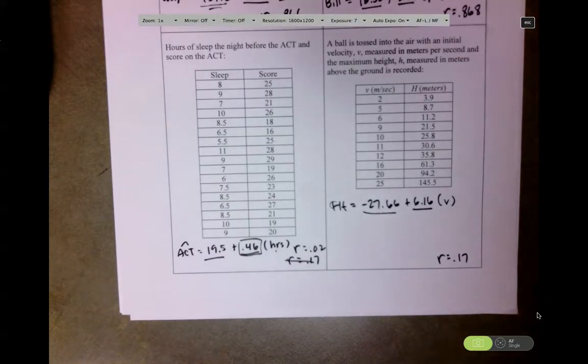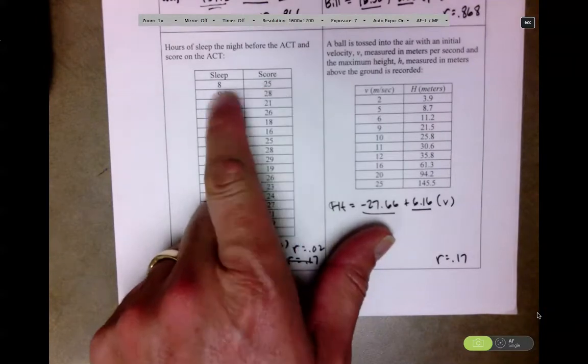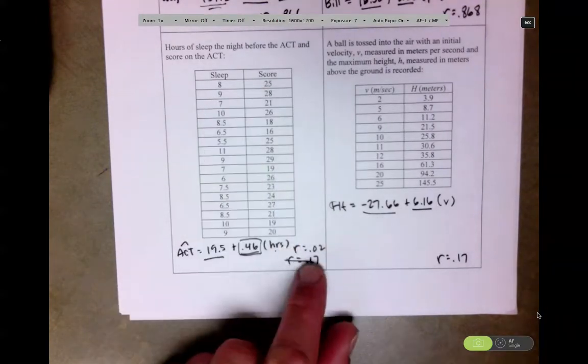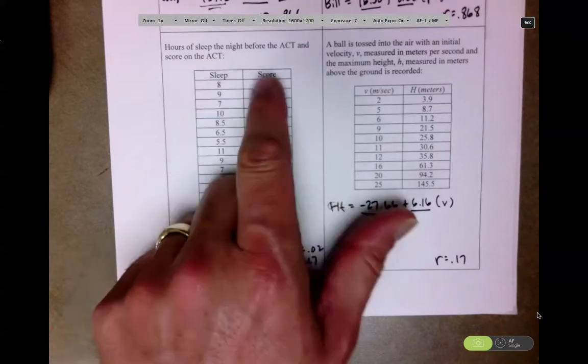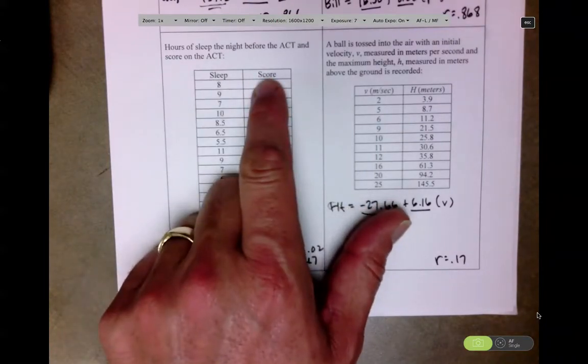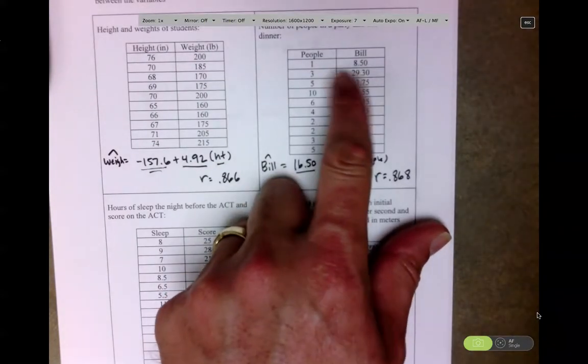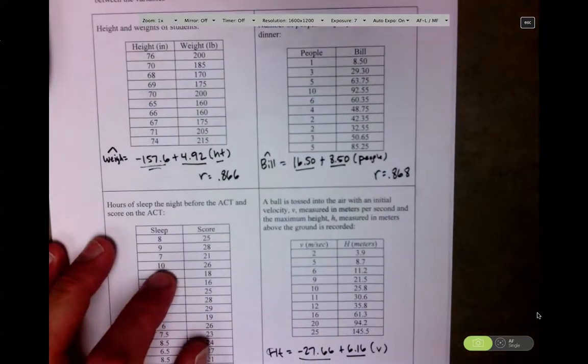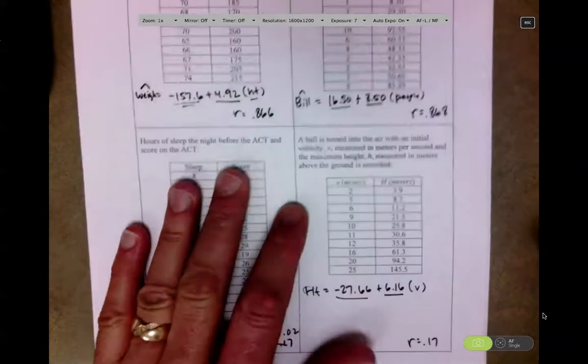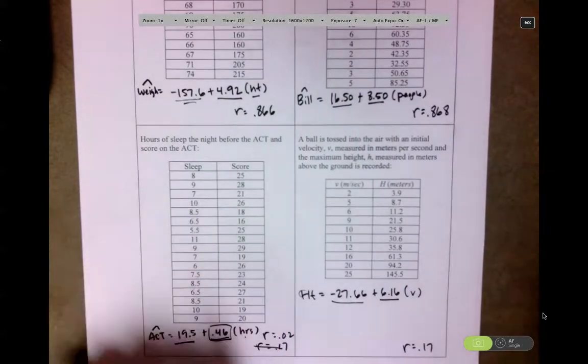Okay, that's one of the things I really want you to get out of this: high correlation does not mean that there's a cause and effect relationship between the two variables. Okay, the score is related to sleep loosely, but the number of hours of sleep does certainly not cause the score. Okay, same thing over here. The number of people in the party does not cause the bill. It contributes to the bill, but it's not necessarily a cause and effect relationship. Your height does not cause your weight. Okay, those are things that a lot of people read into studies, and it's an improper way to do it.